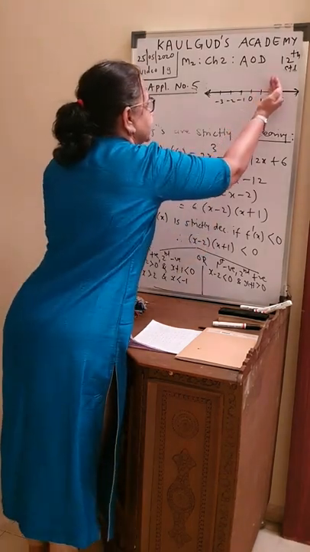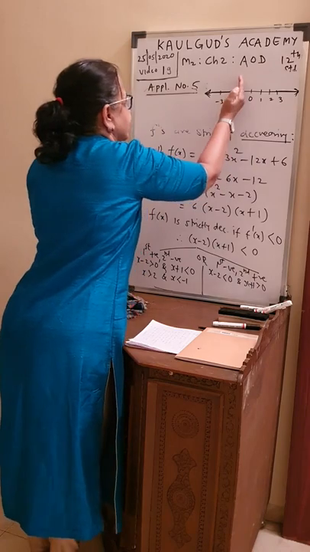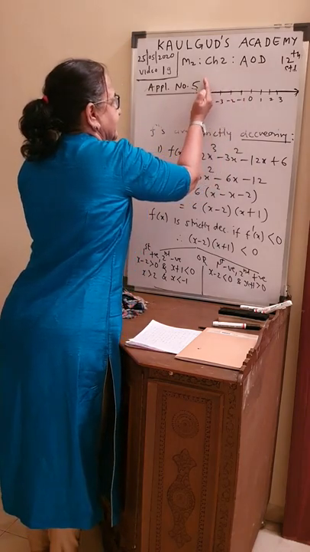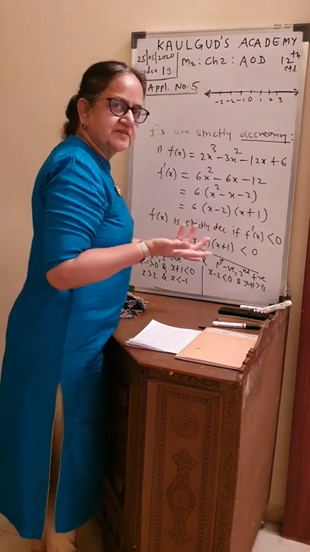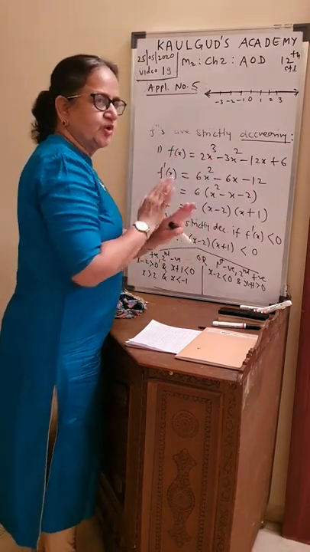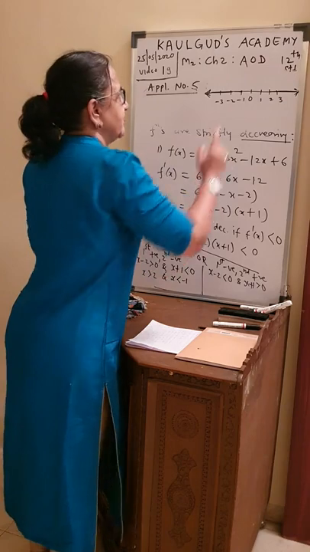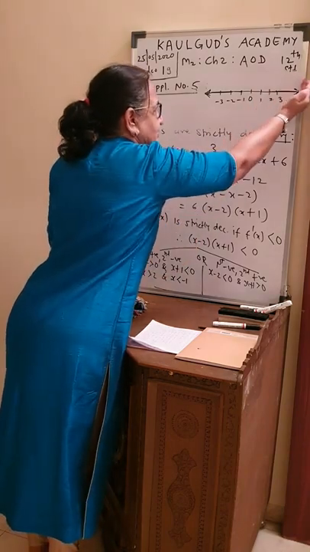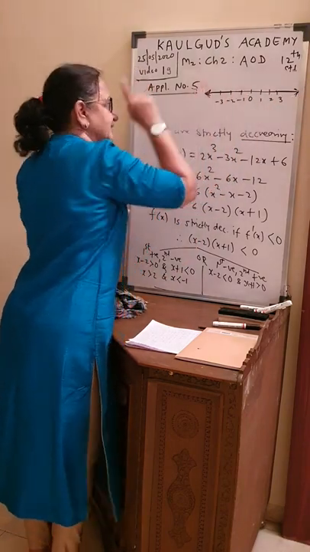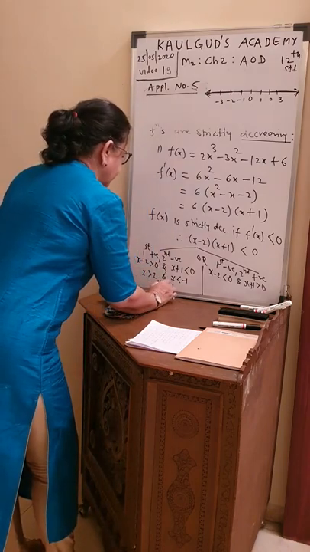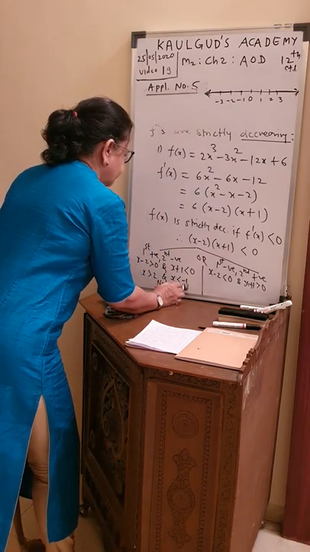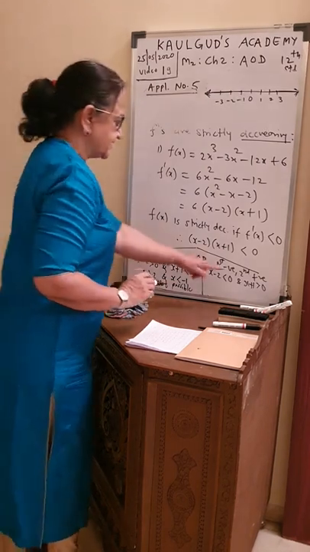Bigger than 2 means it will be positive and smaller than minus 1 will be negative. Now you can see these two parts are not overlapping anywhere. So they are not intersecting at all. So there is no common value of x which will be greater than 2 and less than minus 1 at the same time. That means this case is not possible. Not possible.